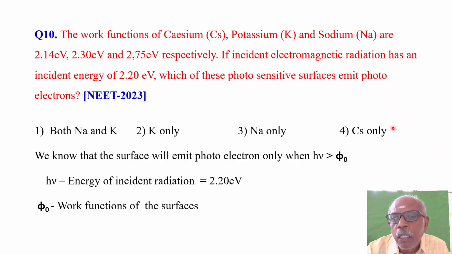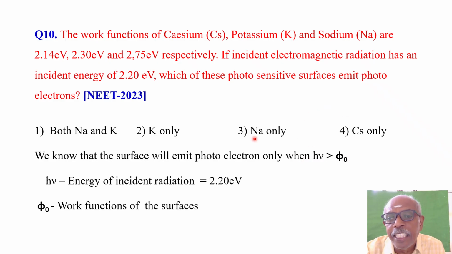So it looks like it needs a lot of working out, but actually it is not like that. So, you need not work out any sum for these questions. You know that the surface will emit photoelectrons only when h nu is greater than phi naught. What does it mean? The surface will emit photoelectrons only if the incident energy is greater than the work function.